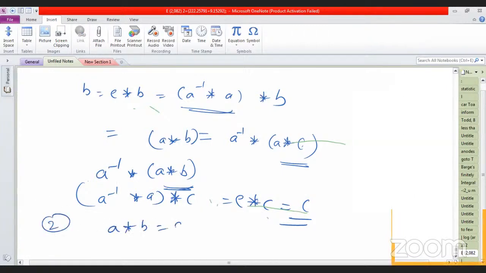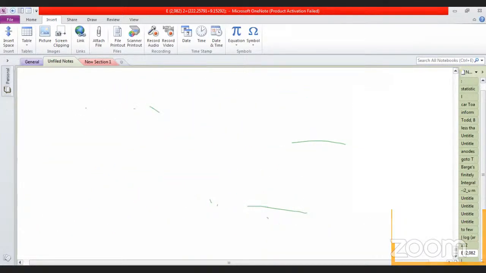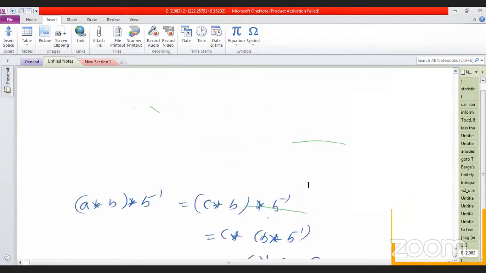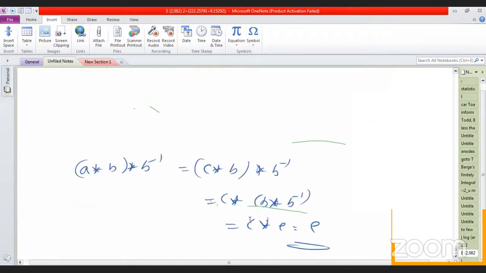a star b is equal to c star b. Therefore, a is equal to a star e, which is equal to a star b star b inverse. We can write it or not? Yes, sir. So a star b, star b inverse, is equal to c star b, star b inverse, which is equal to c star e, which is equal to c. So a is equal to c. This is called the cancellation laws in a group. Are you clear?